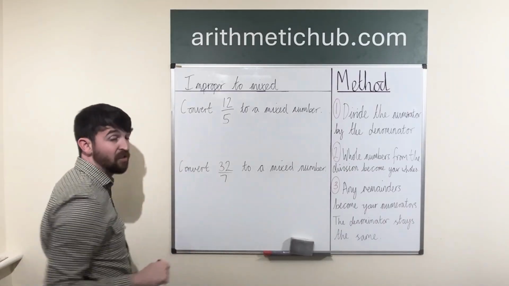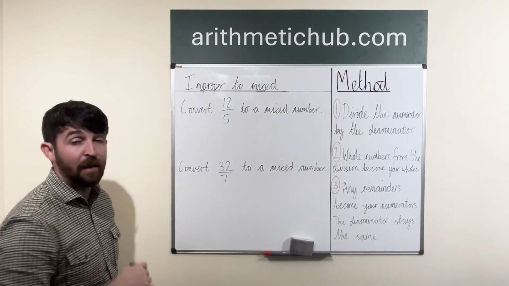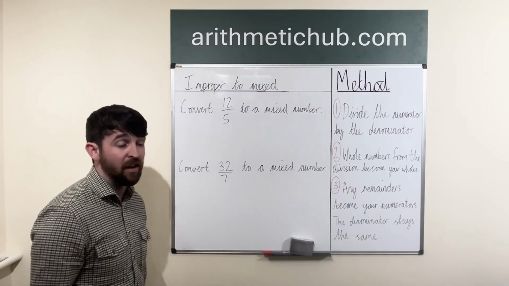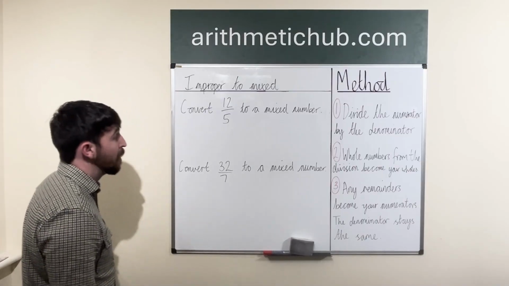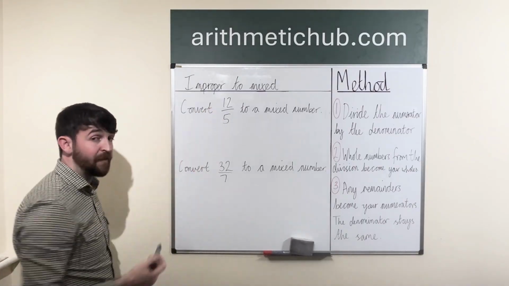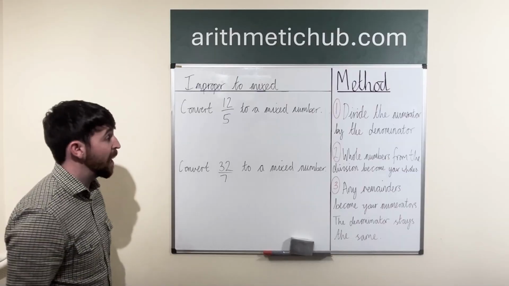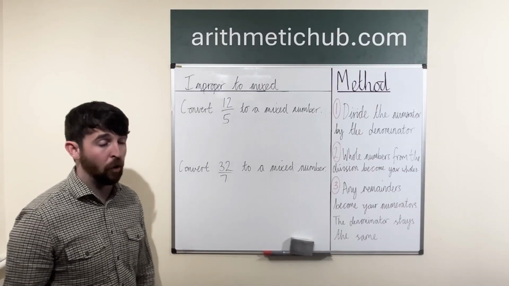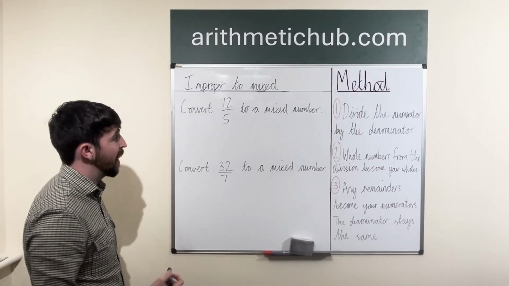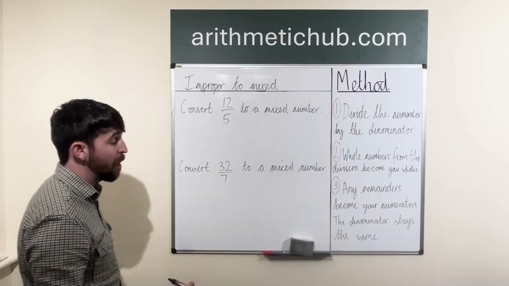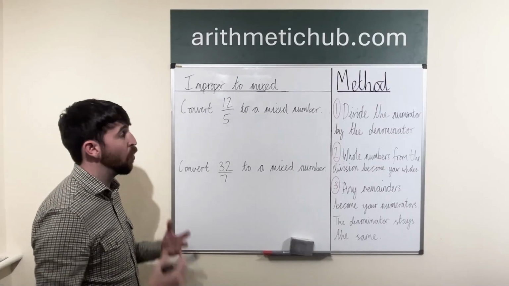So if you've got a fraction that looks like this, it's called an improper fraction because your numerator is bigger than your denominator. So it means you've got more than a whole. Here we've got 12 fifths. 12 is greater than 5, so it's going to be more than a whole. If it was 3 fifths, it would be less than a whole because 3 is less than 5. But because the numerator is greater than the denominator, it's improper, it's more than a whole.